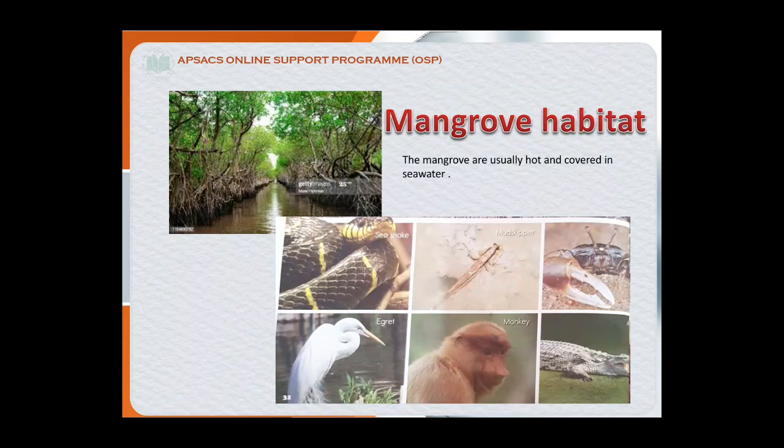Next is mangrove habitat. Mangroves are usually hot and covered in seawater. The plants which are submerged in the water, basically their aerial roots, provide food and shelter for many organisms in this habitat. Some examples are sea snakes, mud skipper, monkey, egret, alligator. These are the examples of animals which can be found in the mangrove habitat.